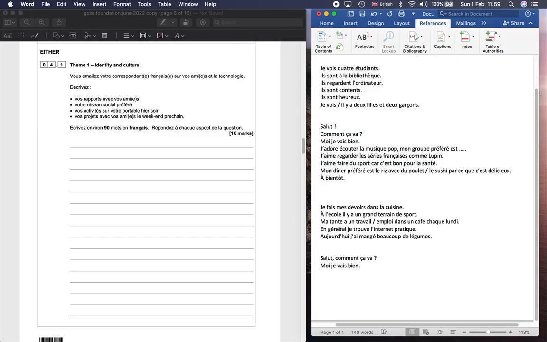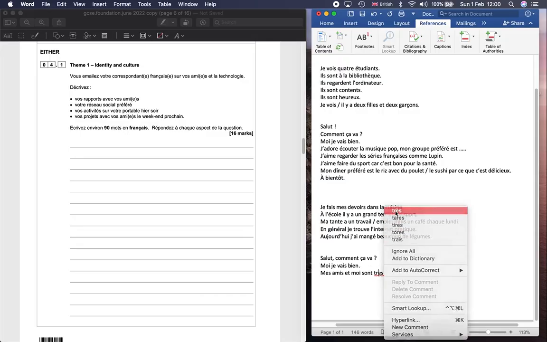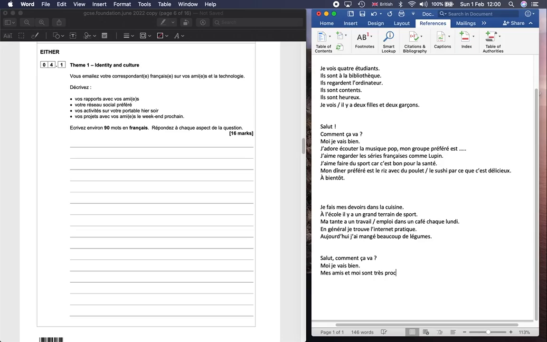And so let's start with the first aspect of the question. It says vos rapports avec vos amis. So basically, they're asking us what kind of relationship we have with our friends. Do we get along? So we can say mes amis et moi sont très, what can we say? Nous sommes très proches. We are very close.